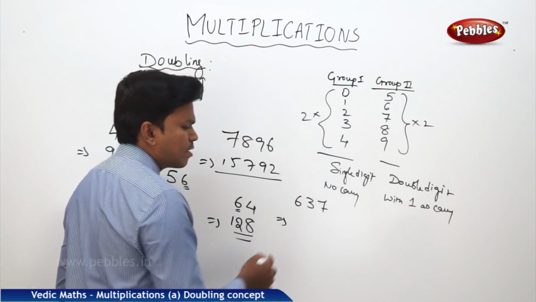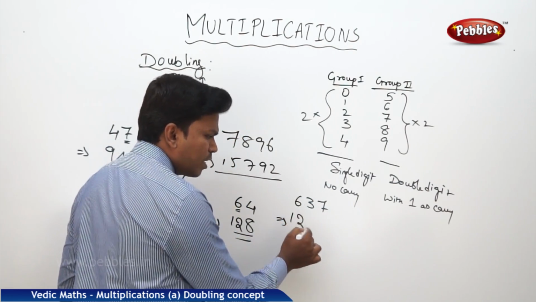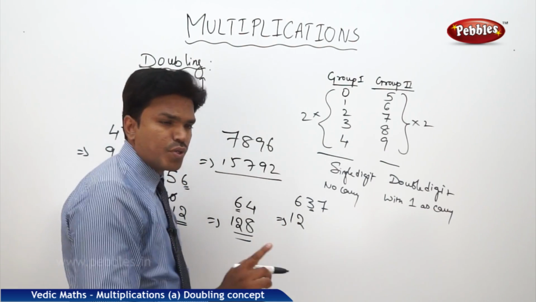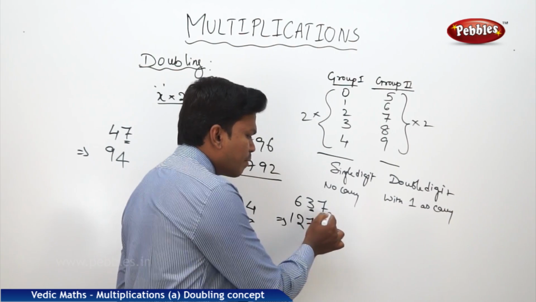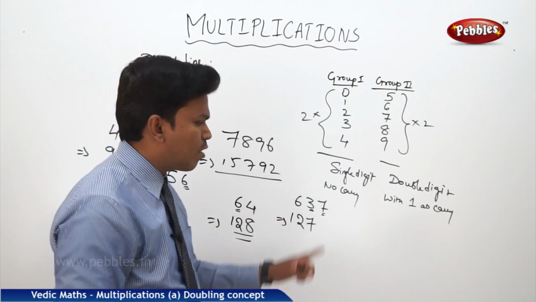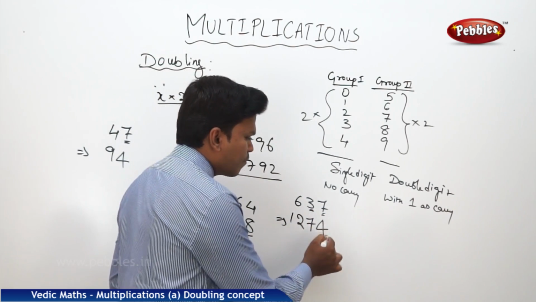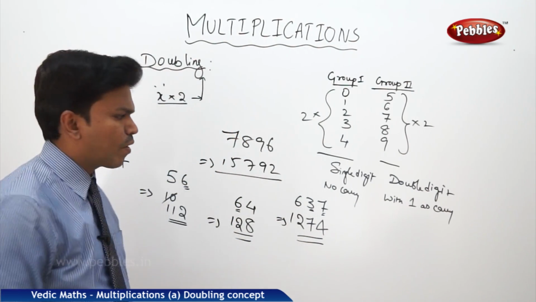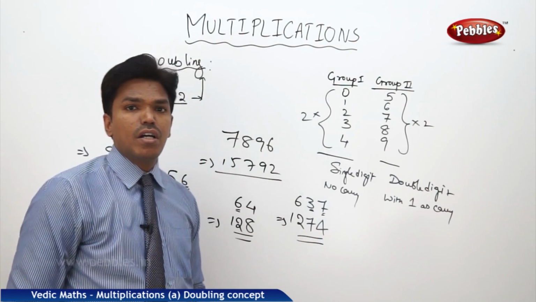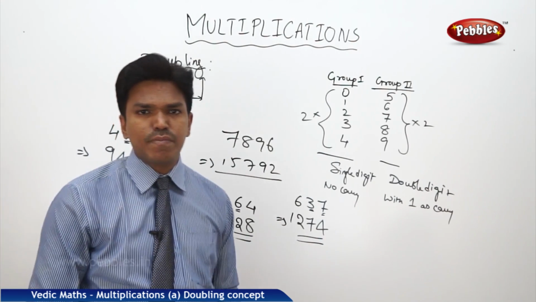Suppose let us take 637. I want the double of 637. 2 6s are 12 will be 12 only. Why? Because the next number is first group. 2 3s are 6, but 7. Why? Because the next number is second group, that is 7. Now what is 2 7s? 14 means 4. So your answer is 1274. Okay, so like that we will do the doubling of the numbers as fast as possible.